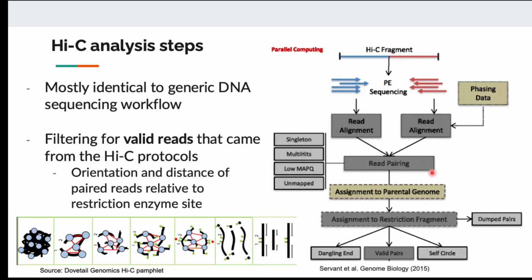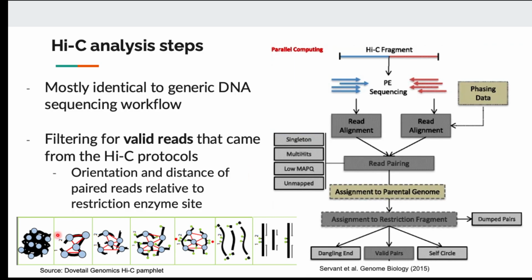In terms of data processing, it's almost identical to the pipeline that we already learned for variant calling from RNA sequencing, because at the end, it's just paired-end sequencing. Right? We want to know which part of the genome the forward read maps to, and which part of the genome the reverse read maps to. So there's almost no special algorithm inside.